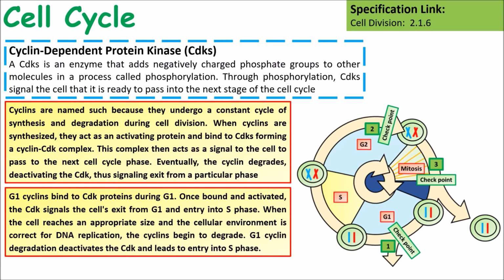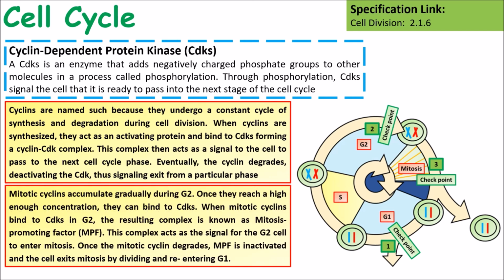G1 cyclins bind CDK proteins during G1. Once bound and activated, the CDK signals the cell's exit from G1 and entry into the S phase. When the cell reaches an appropriate size and the cellular environment is correct for DNA replication to take place, the cyclins begin to degrade, so to break down. So G1 cyclin degradation deactivates the CDK and leads to the entry into the S phase.